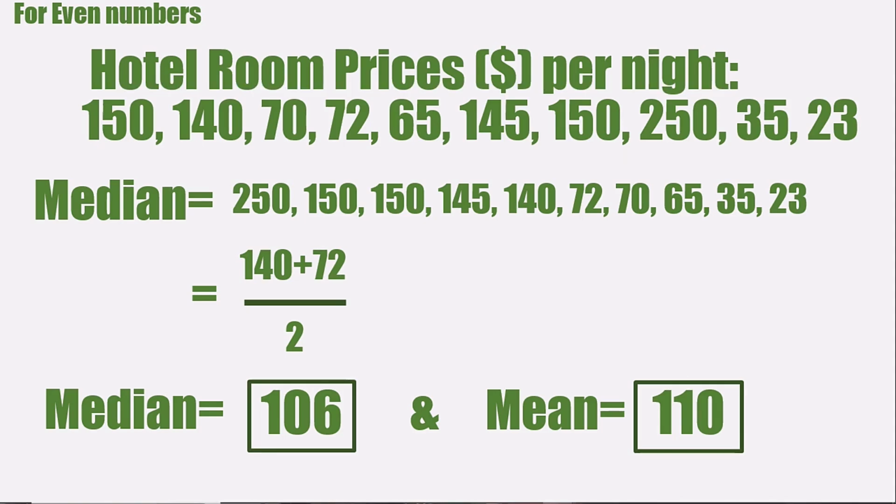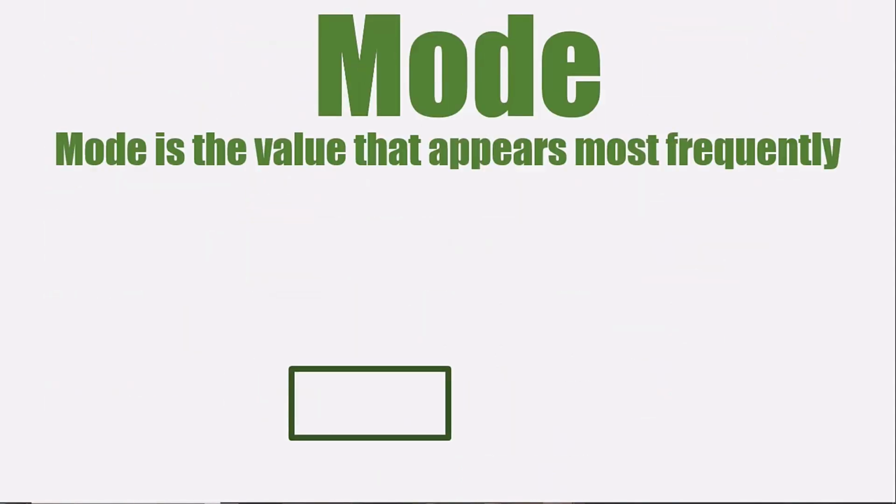So if you want a value which is part of your dataset, then that's when you use the next measure of central tendency, the mode. Now, the mode is the value that appears most frequently. Some people call it the most popular value.